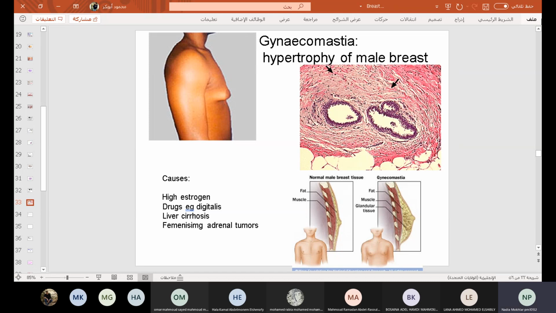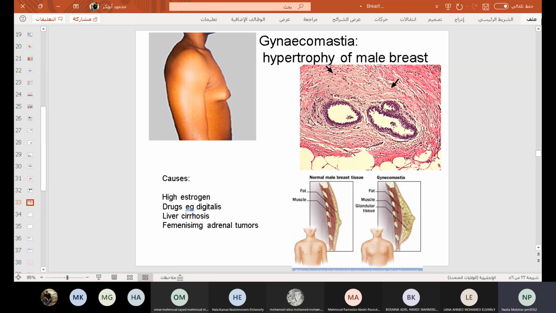It is due to hypertrophy of the ducts and the surrounding fibrous tissue. Note that the male breast has only a ductal system, no lobules, because there is no need to secrete milk. So the only tumor that can affect males will be duct carcinoma and never lobular carcinoma. Now, what are the causes of hypertrophy of the male breast, gynecomastia?